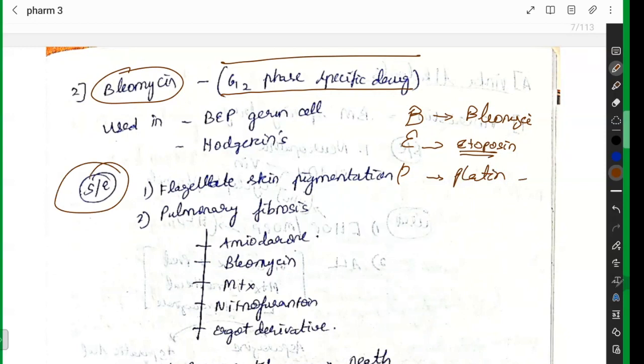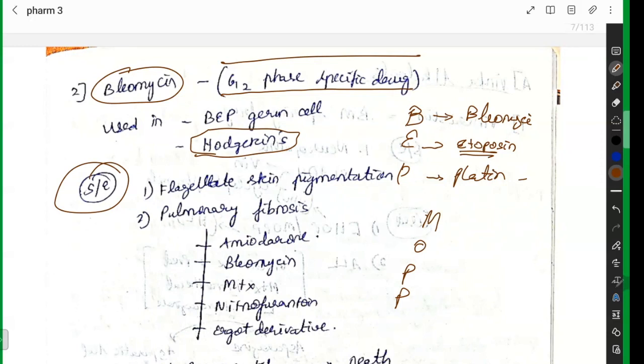It's also used in Hodgkin's lymphoma. What is the regimen you use in Hodgkin's lymphoma? Can you recall and tell me? It's going to be the MOPP regimen. In this MOPP regimen, what does MOPP stand for? Mechlorethamine, oncovin, prednisolone, procarbazine.